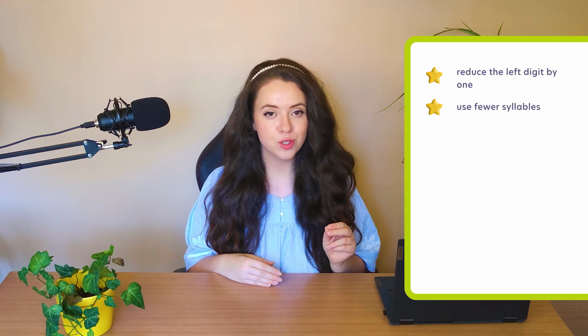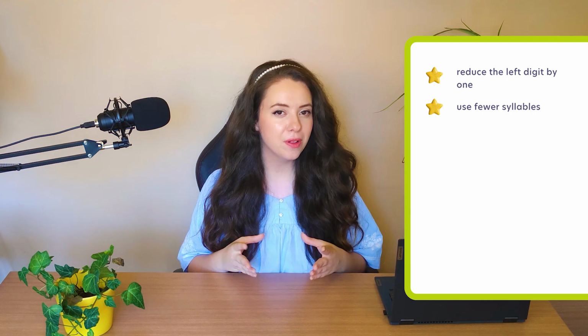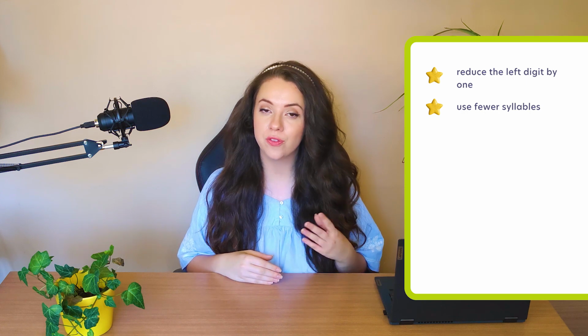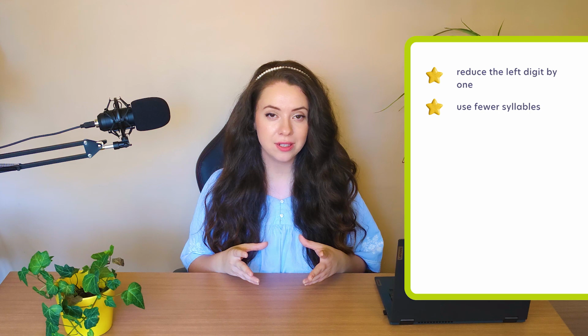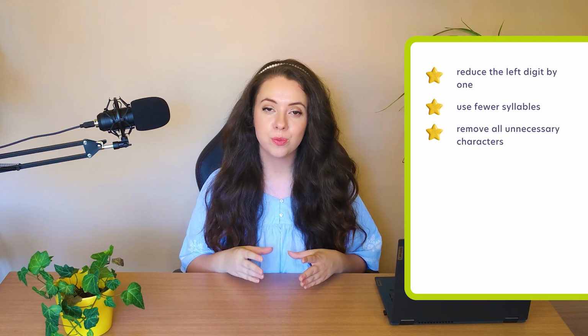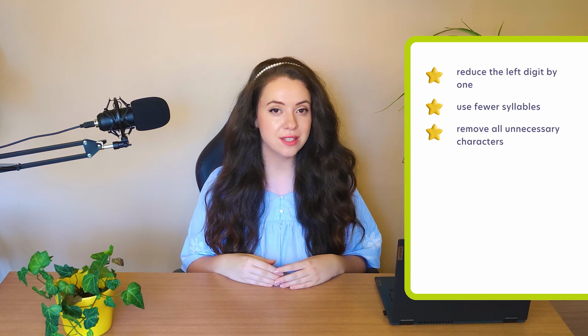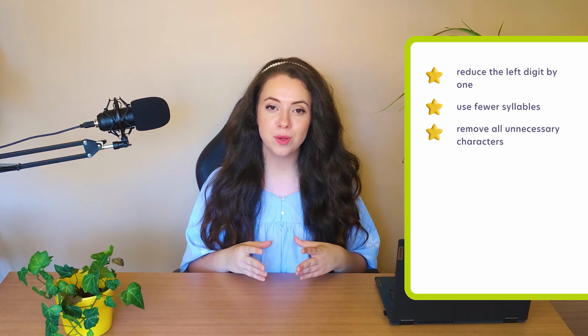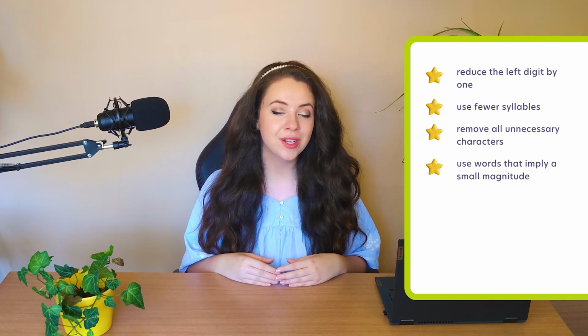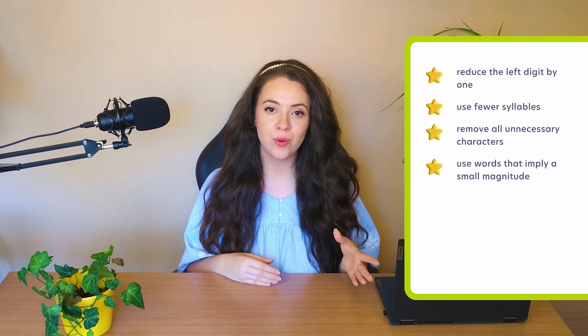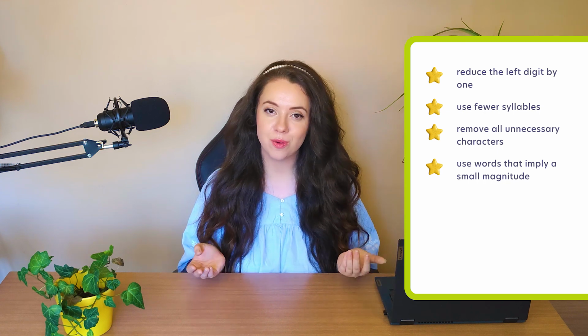Tip number 2, use prices with fewer syllables. People unconsciously perceive prices with fewer syllables as less expensive. So, although it may seem a bit weird, test how your price sounds before you commit. Tip number 3, remove all unnecessary characters and zeros to simplify the price. Tip number 4, use words like small, tiny, minimal, low, little to imply a small magnitude.